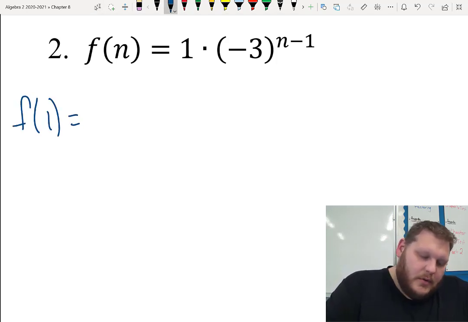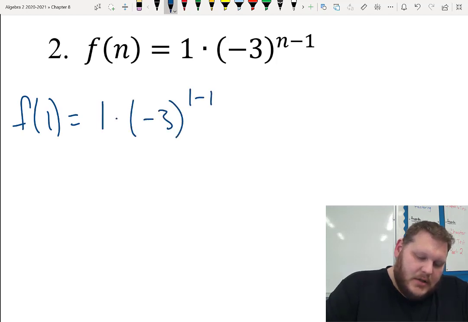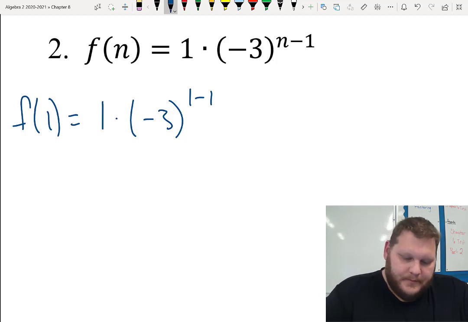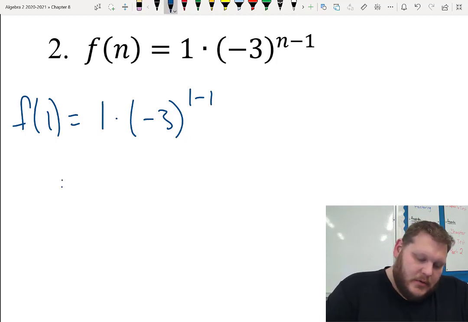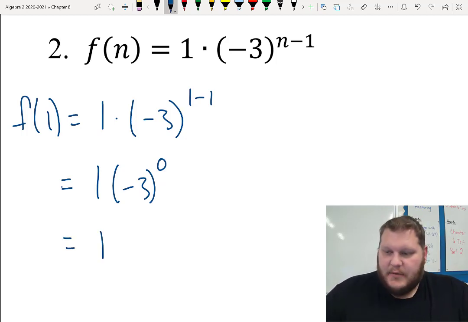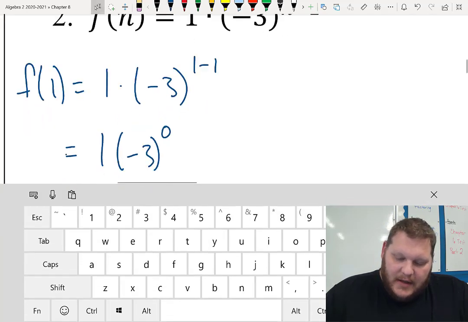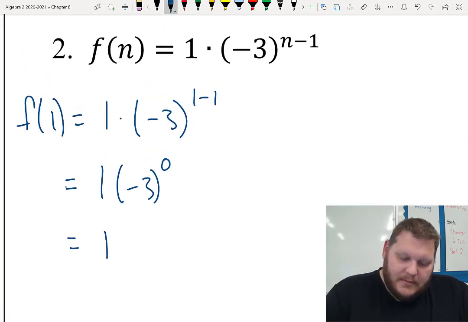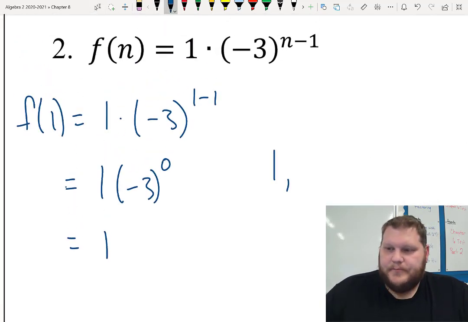So here, if I want to know what the first number in that sequence is, f of 1 would be 1 times negative 3 to the 1 minus 1 power, which is, I'll go vertical here, 1 times negative 3 to the 0, and negative 3 to the 0 is still just 1, times 1 is positive 1. So I know that the first number in my sequence is positive 1.